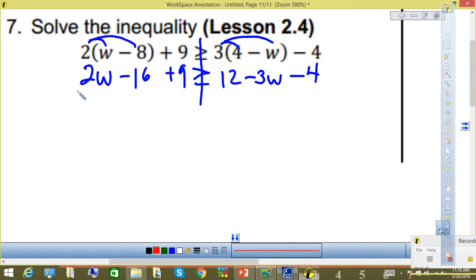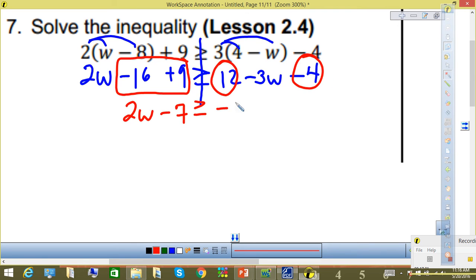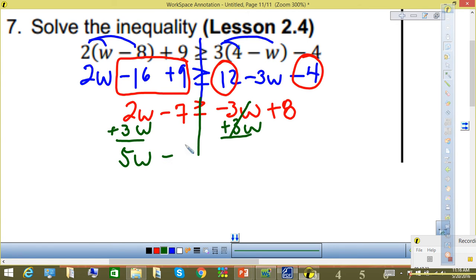All right, so let's combine like terms. Let's combine these right here, so we end up with 2w minus 7 greater than or equal to. We can combine these two, so I bring this down, negative 3w plus 8. So far, so good. Get all variables to one side, so where do I start? Minus 3w, so I add 3w, add 3w. We're left with 5w minus 7 greater than or equal to 8.